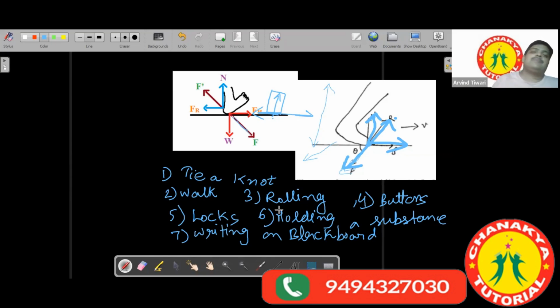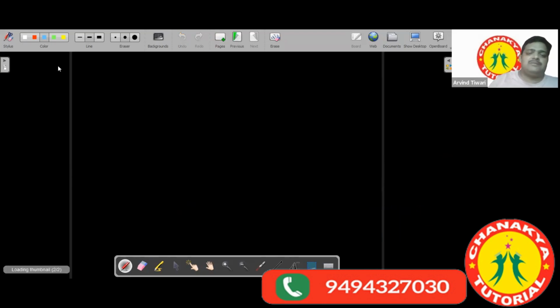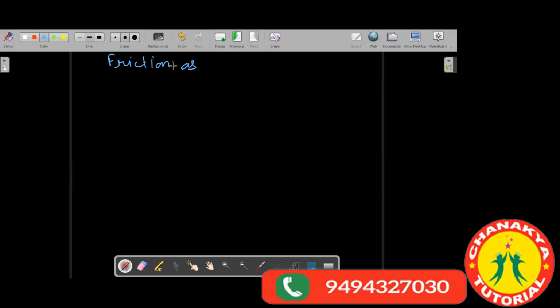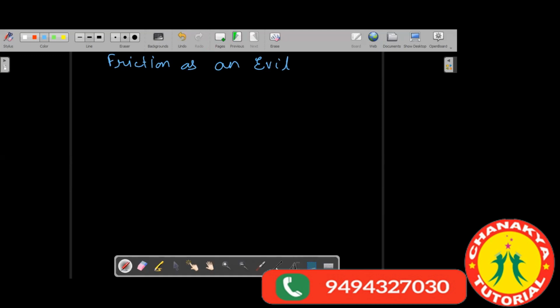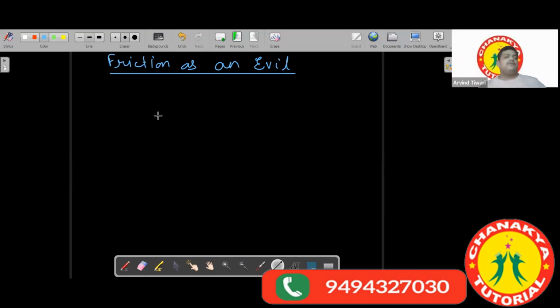Then we'll see friction as an evil. Why do we call friction an evil? What is evil? Evil means a bad thing, something that makes us lose. Why is evil related to friction? Because friction harms us in many ways.